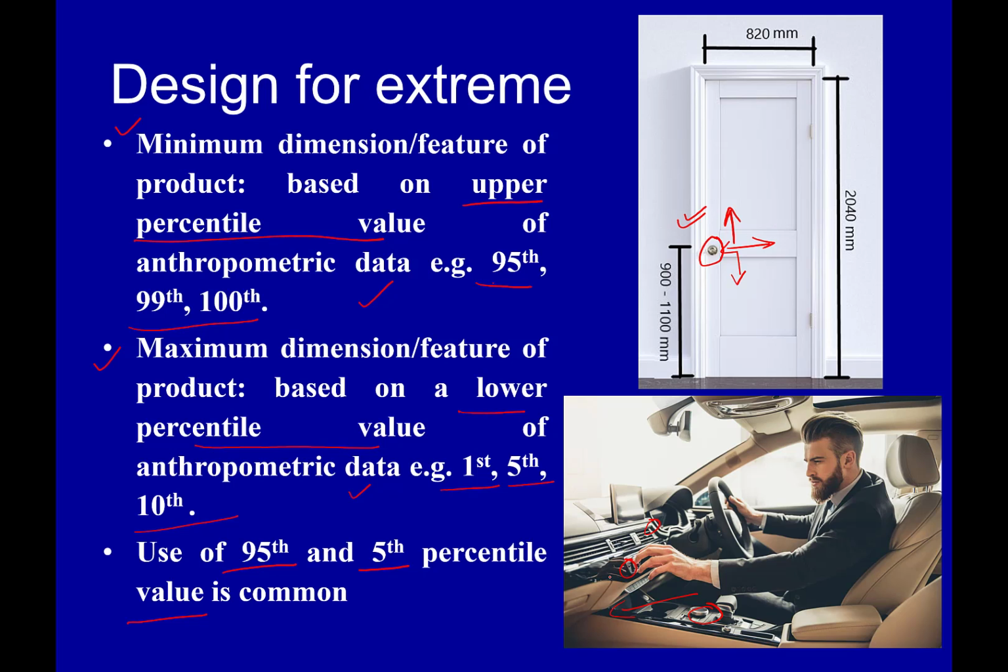And if it is located closer than this, then all higher percentiles of the people will be able to use it in any case. So this is the maximum dimension; if it is closer, then everybody will be able to use it.